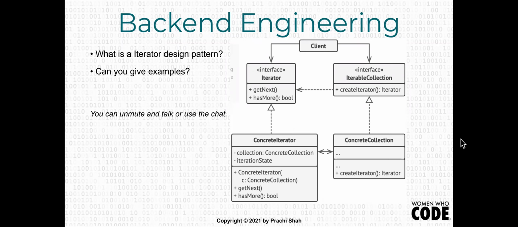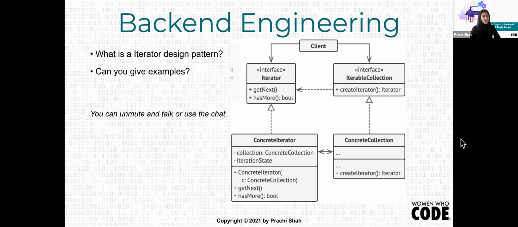You'd have an interface for iterator, and then you'd override it for person, and you'd override it for student. Yeah, that's a good example.